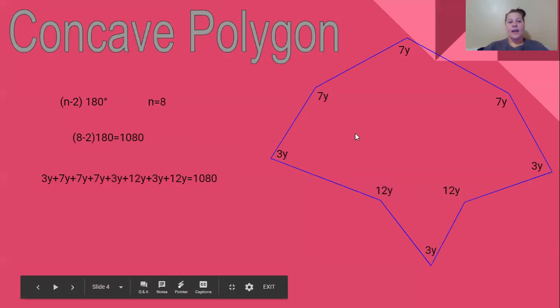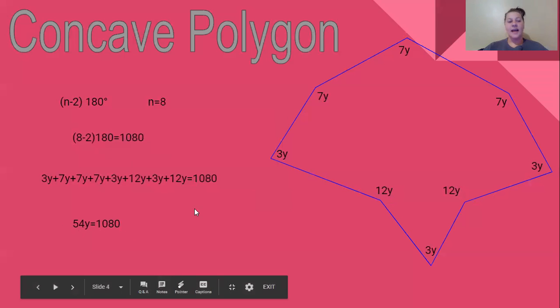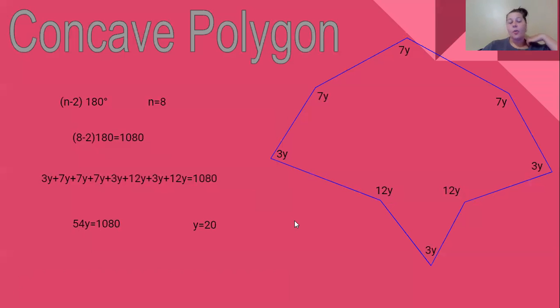So now how do we figure it out from there? What we're going to do is take all of these angles and add them together. So we're going to have 3y plus 7y plus 7y plus 7y plus 3y plus 12y plus 12y plus 3y. Add them all together, that's going to give us 54y. We're going to divide both sides by 54, and that gives us y equals 20. And so we're going to plug y into each spot we see y.